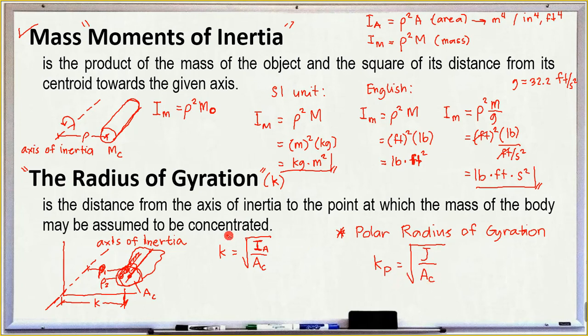So again, on the left, we have the radius of gyration. On the right, we have this polar radius of gyration. J represents the polar moment of inertia.